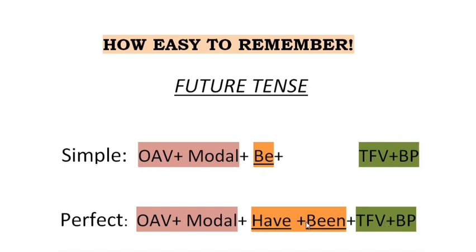Just two verbs. You have already seen in present perfect, have or has plus been. In past perfect, had plus been. The same thing. In future perfect, just two verbs. Have plus been. These two verbs are used in the middle. So what do you learn? First comes OAV plus modal in both the forms. Last comes TFV plus BP in both the forms. So in simple, only one verb, be. In perfect, two verbs, have plus been. Okay. It's already over. I think you can remember all these rules easily.